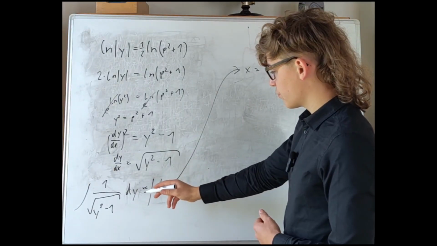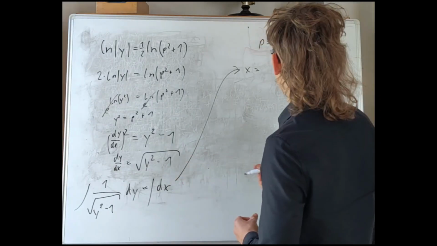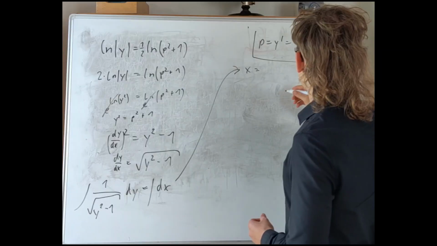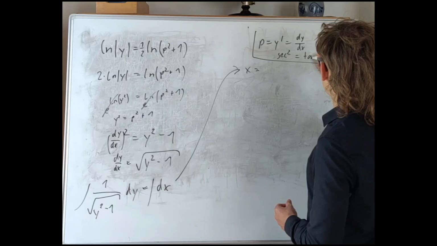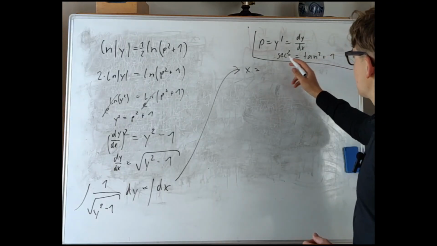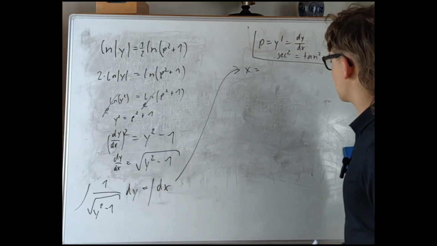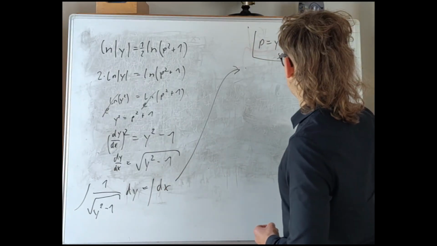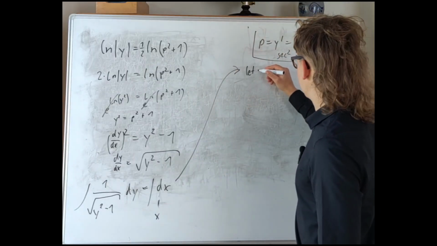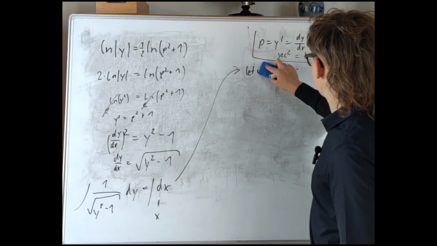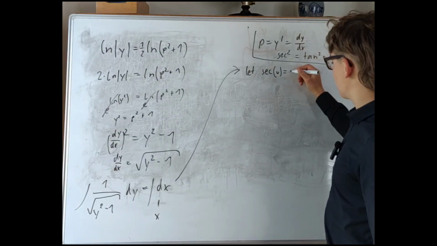And the right hand side, well, how do we solve that? We'll set y equal to secant, because we know that secant squared is equal to tangent squared plus 1, so we get secant squared minus 1 is equal to tangent squared. So let secant u equal y.